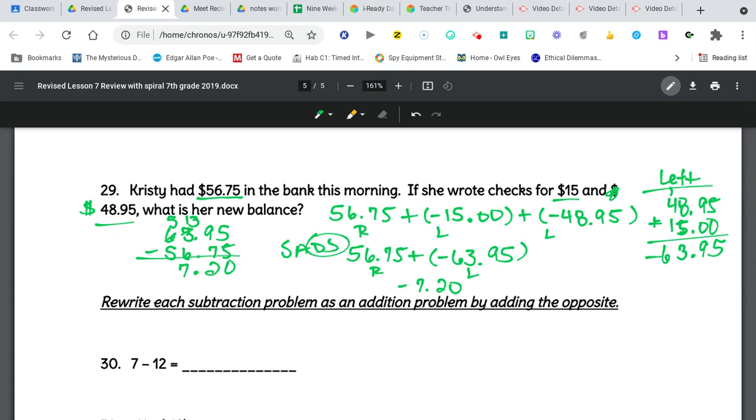You can put negative 7.2 if you want to. But I just choose to make it look like money and put my money symbol. So her new balance is negative $7, and I don't want to write it like that. Sorry, guys. Negative $7.20. Poor Christy. She needs help.